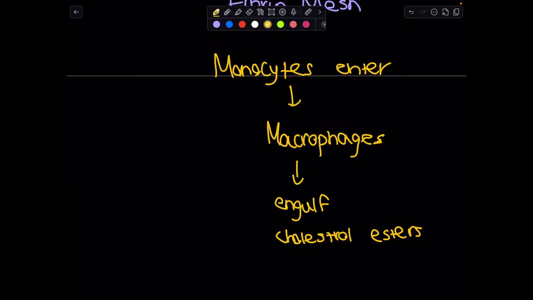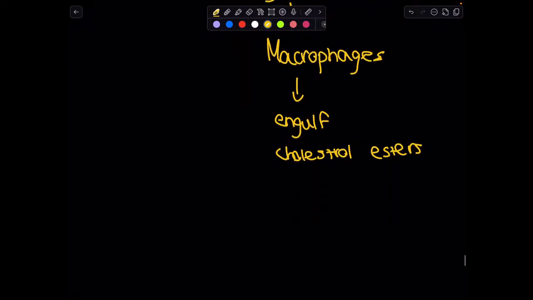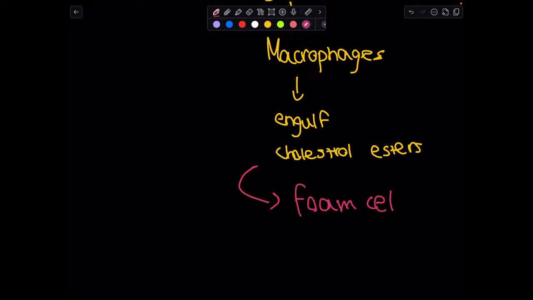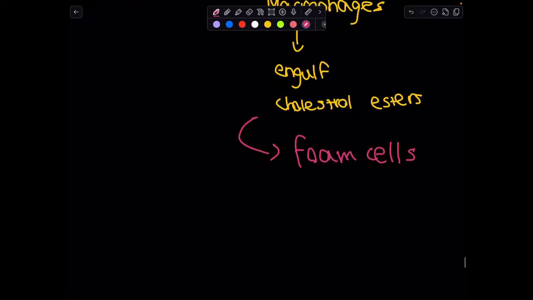Interesting. So then after they engulf this cholesterol, they become foam cells. Exactly. Foam cells are basically macrophages loaded with cholesterol. They look foamy under a microscope. These foam cells accumulate in the artery walls, contributing to plaque growth and the progression of atherosclerosis.